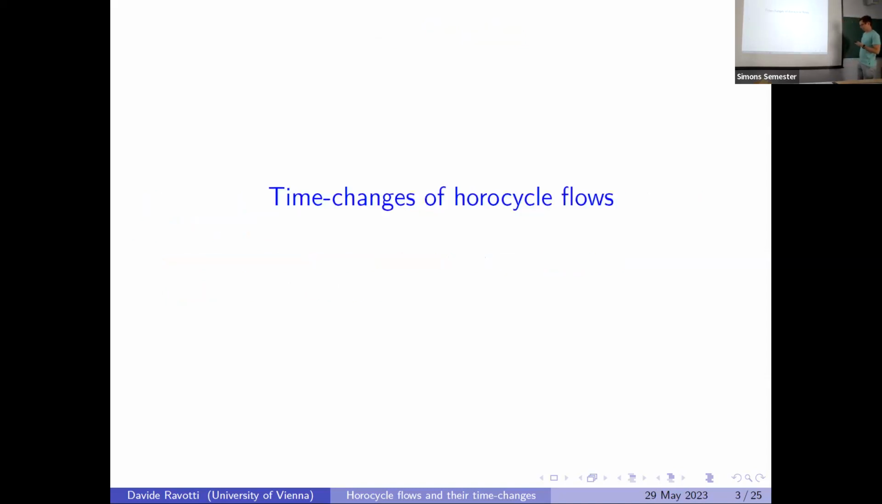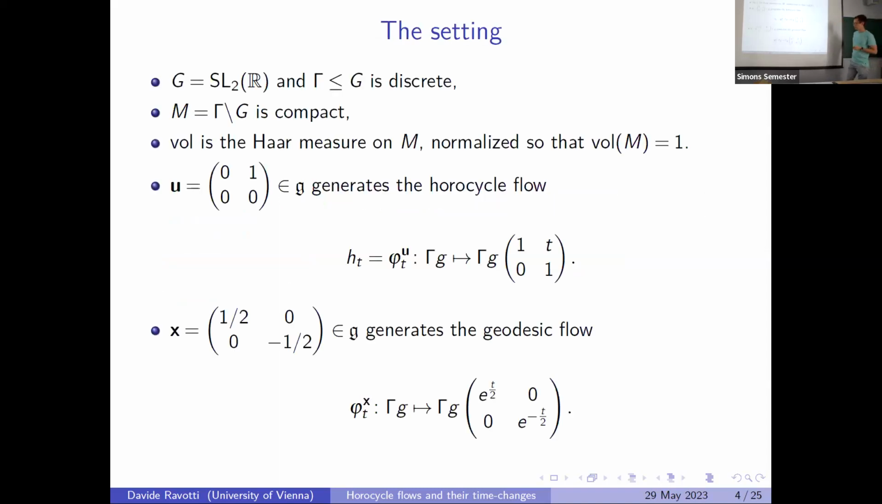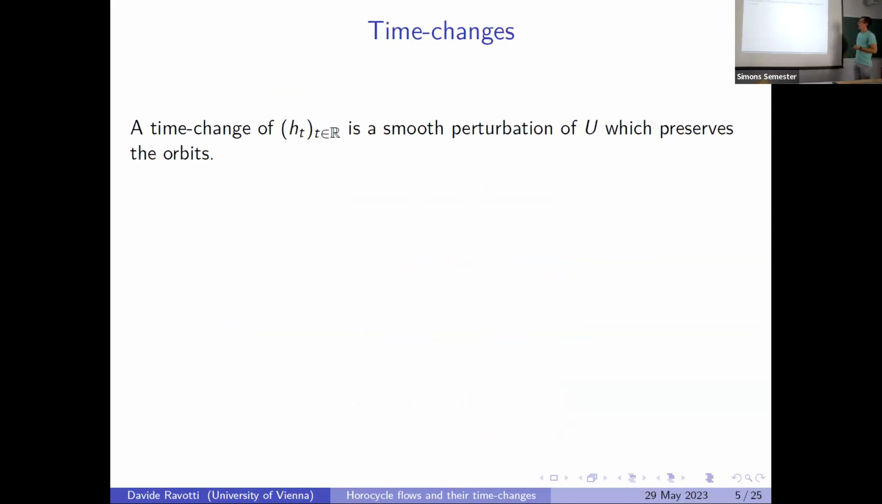Okay, so let me tell you what time changes are. Again, I always put this slide just to remind ourselves where we are. I will only look at compact quotients again. And so this is my classical Horocycle flow, and now I want to perturb it. I want to perturb it by keeping the same orbits.